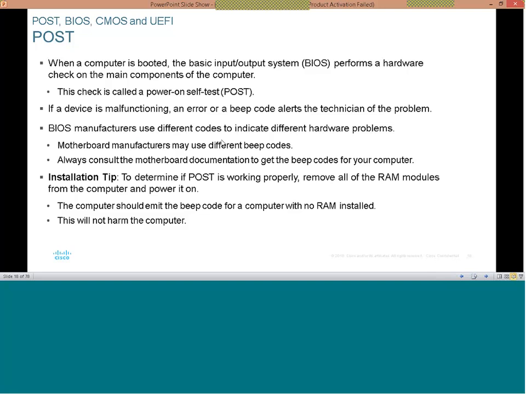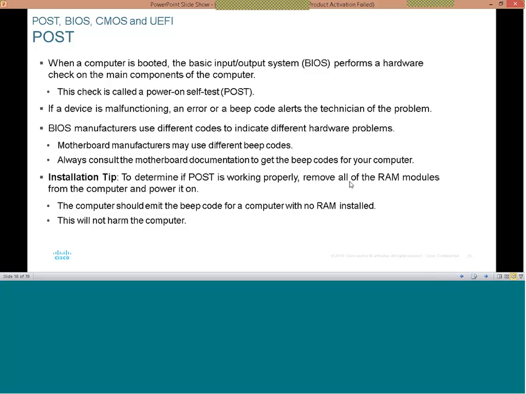So BIOS manufacturers use different codes to indicate different hardware problems. So you have different codes for different hardware. Motherboard manufacturers may use different beep codes as well. All these are just some kind of alert to tell you that you have a problem with one of the associated devices. Okay, so always consult the motherboard documentation to get the beep code for your computer, so you know which beep code is associated with which hardware component.